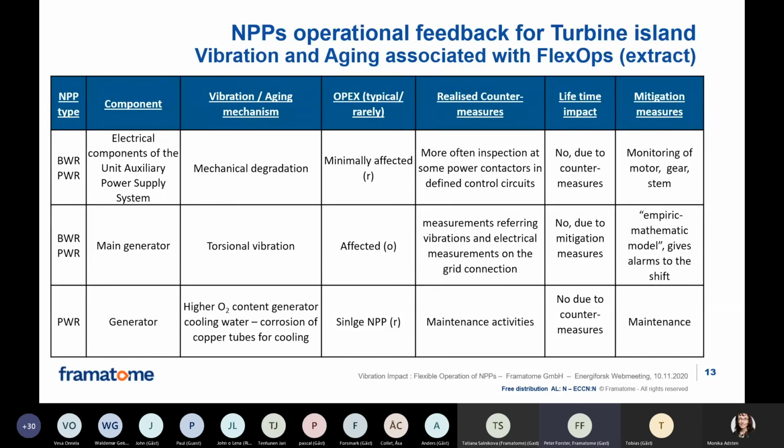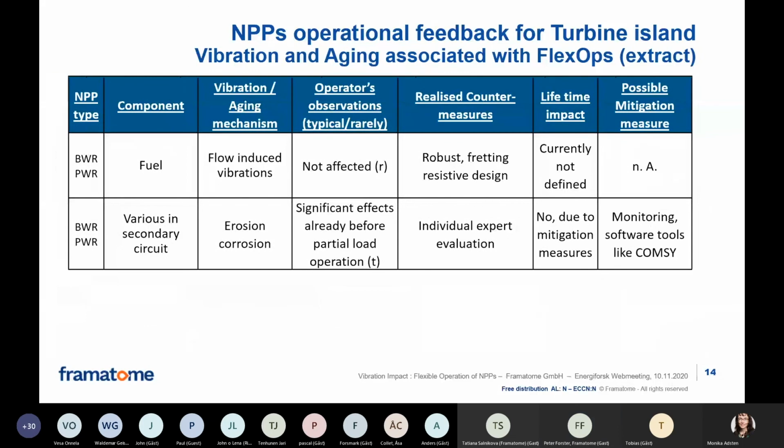So the last table on the next slide is dealing in the first row with the fuel in general. The mechanism could be flow-induced vibration, but no effect was seen at the moment. So we think, or the operator thinks, the robust design and fretting-resistant design of the fuel is the reason for this. Currently, there is no lifetime impact defined, and mitigation measures are not applicable.